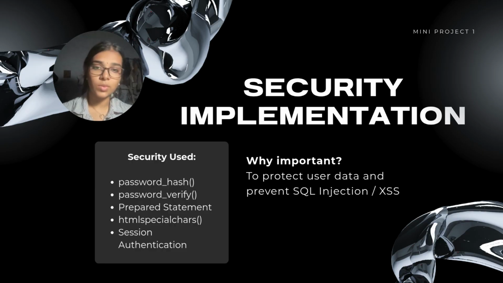We'll start with the first one, password hashing. We use password_hash(), and instead of storing the real password, we convert it into a hidden code. It's like locking your password in a safe box. The password is already like a lock, but we have a secondary lock to it. So even if someone managed to hack the database, they wouldn't be able to see the real password.